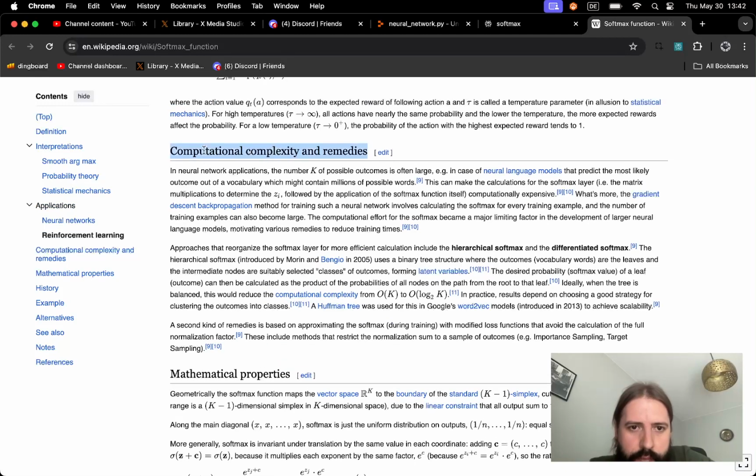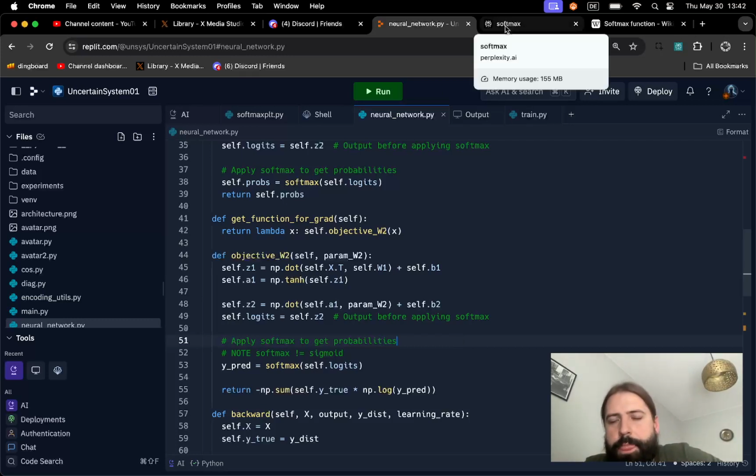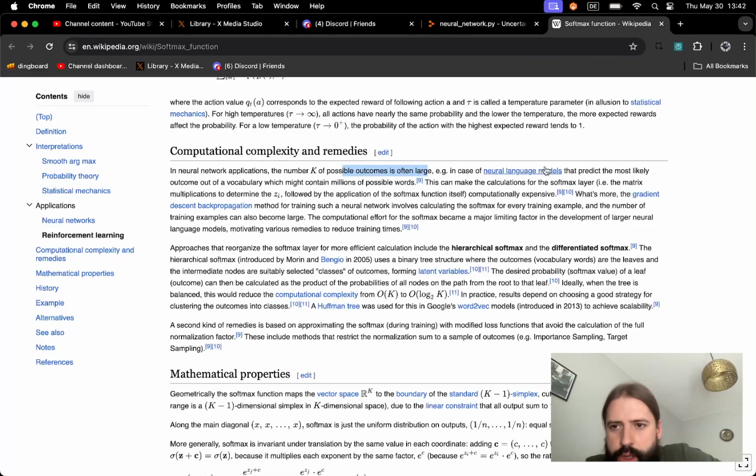So I was looking at the complexities and remedies, and the thing is the number of possible outcomes is very large, and that's true because we're working off of a large dictionary, 26,000 something, right? Exactly, millions of possible words. In our case, it's just two examples, so it's like 20 something, right? So this can make the calculations for the softmax layer, the multiplication of the softmax function itself, expensive.